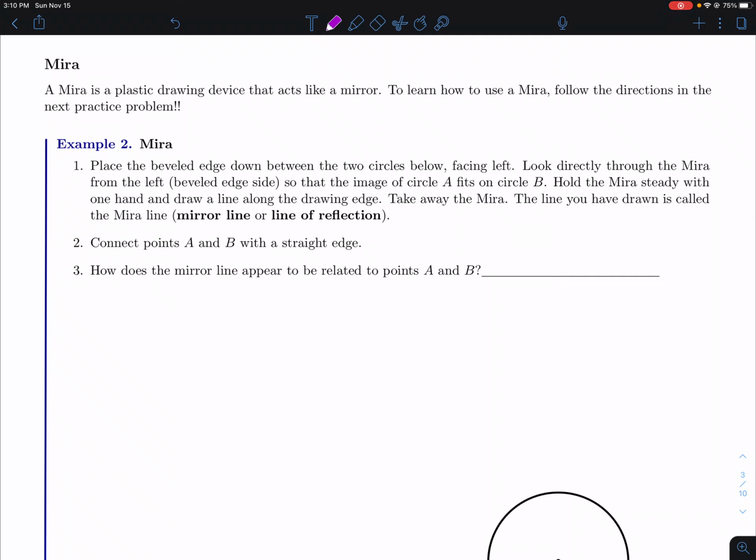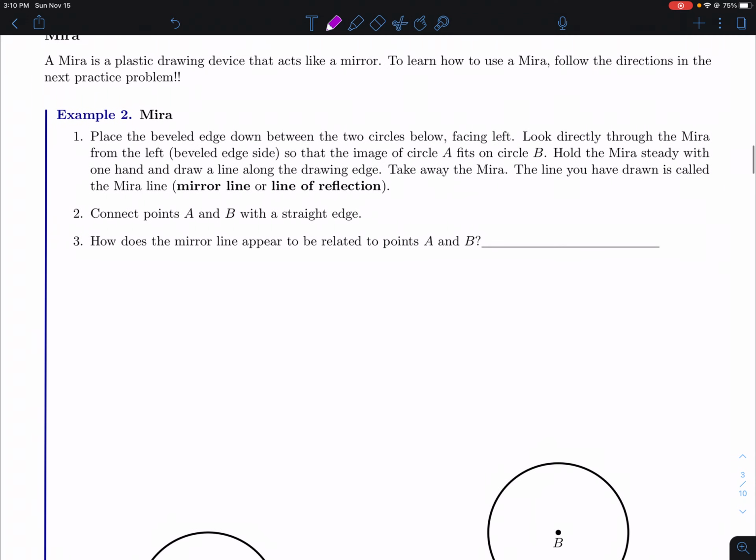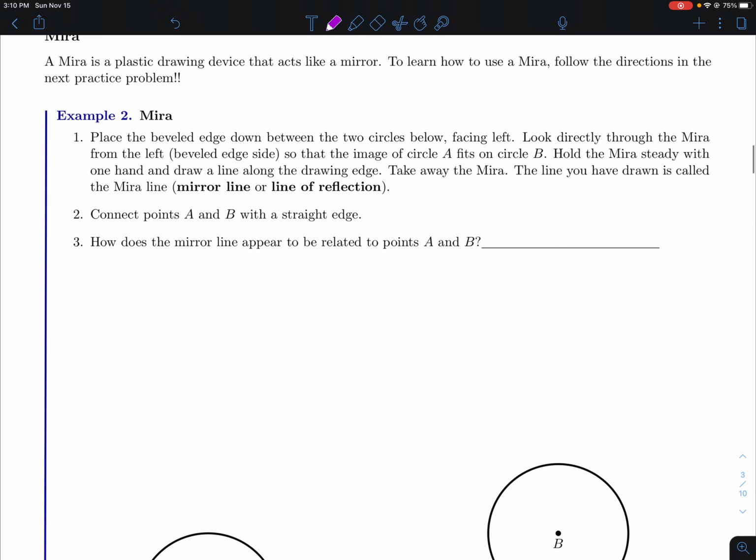All right, well, hopefully everybody did a good job with our translation. So a mirror is a cool figure, and you may have seen one before. It looks like a piece of plastic. It looks something like this. I'm going to try to do my best to draw it.